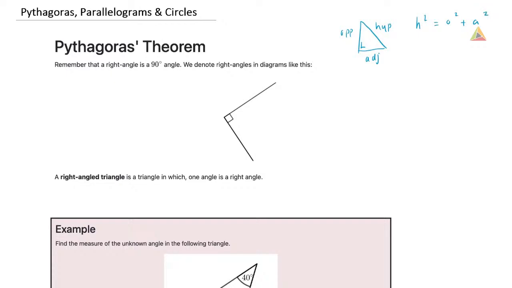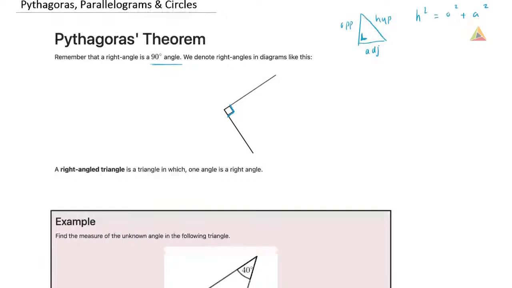So remember that a right angle is 90 degrees, so it's a 90-degree angle. We denote right angles in the diagram like this. So you can see it like this in the diagram, like that, or the way I have it done up here. So either of those symbols mean that it's a right angle, and a right angle is 90 degrees. So a right angle triangle is a triangle in which one angle is a right angle.